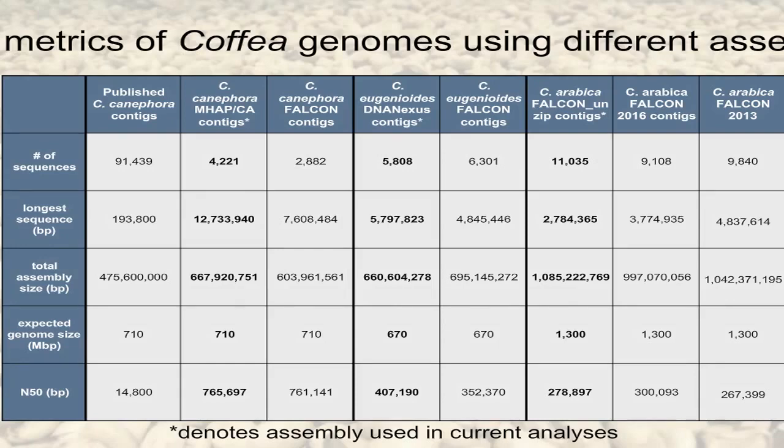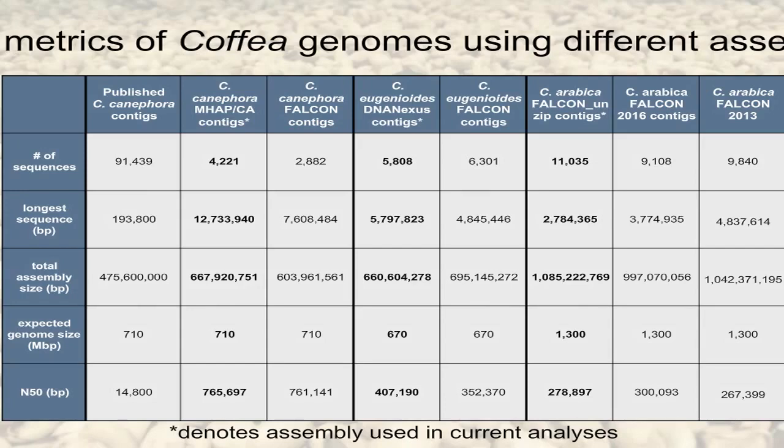So this is what our contigs look like. This is before any further scaffolding or Hi-C was done. We have the published canephora in the first column, so you can see what that one looked like. That one is not sequenced with PacBio. And then we have two different canephora assemblies that we tried. One was with MHAP and the Celera assembler, and another was with Falcon. In this case, we found that the MHAP and Celera assembler produced a little bit better assembly. It was a bit longer, and N50 was a tiny bit higher. So that was the one that we used for our downstream analysis.